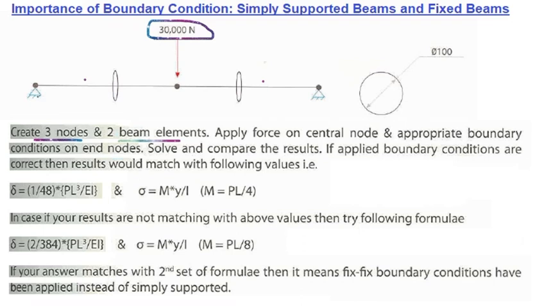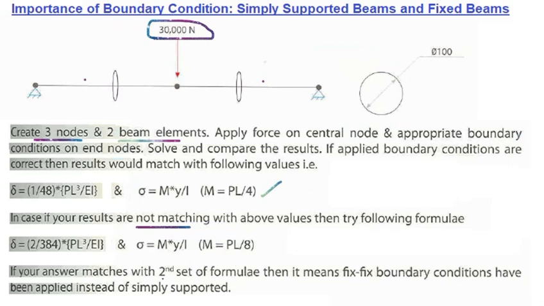You just keep one condition, like a simply supported case, for example, and solve for comparative results. If the applied boundary conditions are correct, the results would match the following values. For example, delta is 1 by 48 PL by EI, and the bending stress is M times Y by I, where M is PL by 4. This is one condition. The other one is, in case your results are not matching the above values, try the following formula: 2 by 384 PL by EI and sigma is M by A, where M is PL by 8.